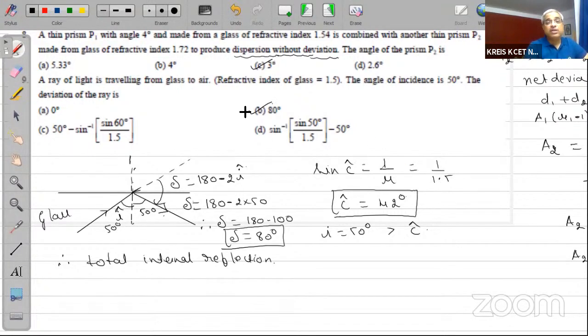It's neither C nor D. It's basically B. Please make a note of this again: there will be a total internal reflection, and then the answer has to be B. We may make this kind of mistake in the exam, so be very careful.